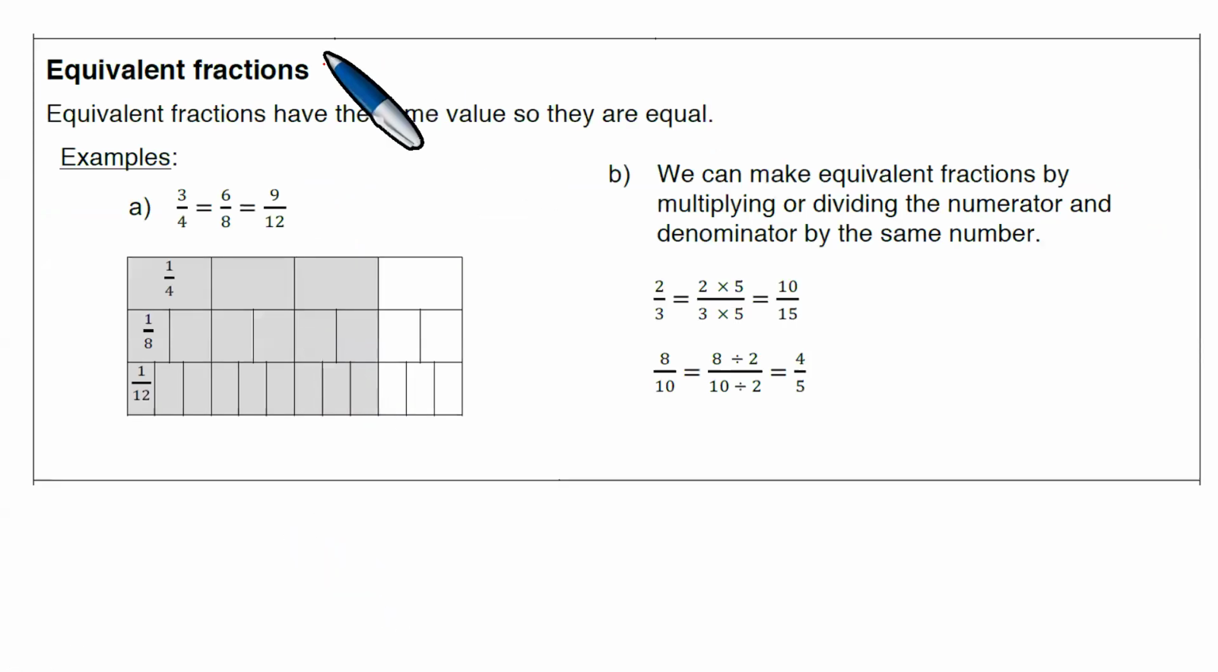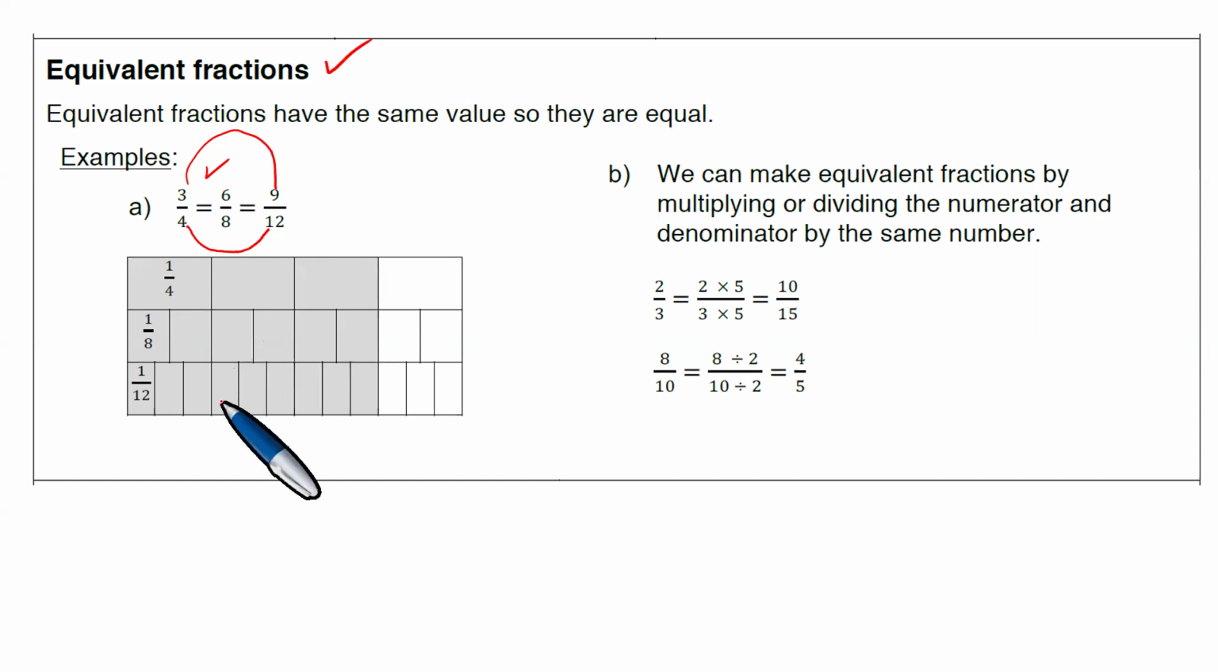There are things we call equivalent fractions. Equivalent fractions have the same values, so they're equal to each other. For example, 3 divided by 4 is the same as what? If you multiply 3 by 2, you get 6, and multiply 4 by 2, you get 8. Similarly, if you multiply the top by 3, 3 by 3, you get 9, and you multiply 4 by 3, you get 12.